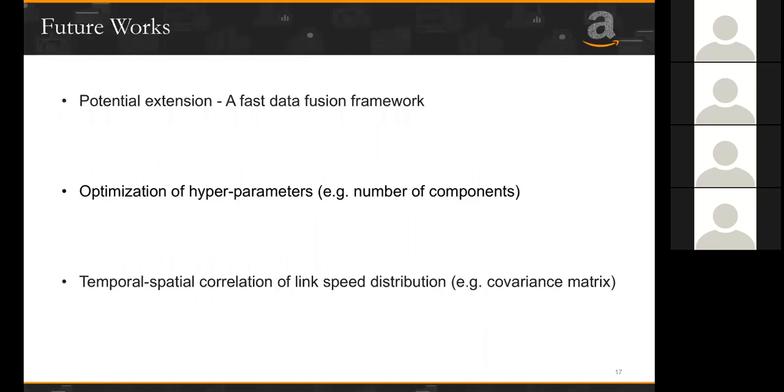And for future work, we propose the framework can be used in real-time cases as a fast data fusion framework. The estimation we have can be treated as prior knowledge, and we can use the newly coming real-time data as the observations to update our prior knowledge. Also, we didn't talk about the optimization of hyperparameters, such as the number of components, which can be optimized using cross-validation, grid search, or some non-parametric methods. Another important thing that can improve our result is the temporal spatial correlation between adjacent links. For their speed, we can use covariance matrices to represent their relationship.